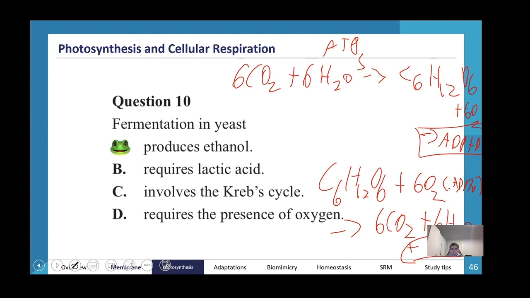It is crucial to remember that aerobic cellular respiration is essentially an exothermic reaction. It is the oxidation of glucose into carbon dioxide and water. Whereas photosynthesis is an endothermic reaction. Photosynthesis uses up ATP, whereas cellular respiration produces ATP.